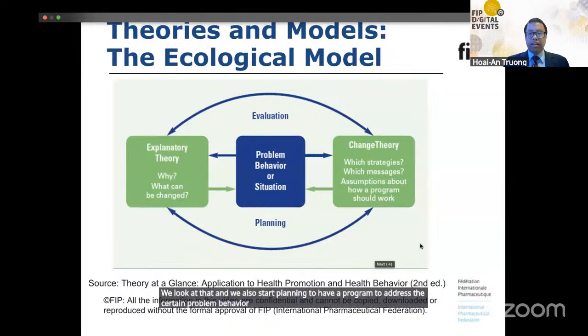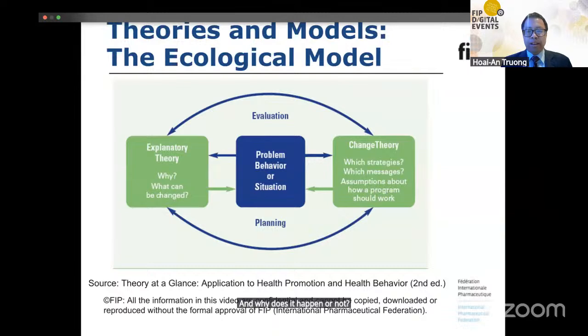So it's a circle. It's a loop. Why something happened, what can we do about it, and why does it happen or not? What can we do about it? If you're interested in this resource, we provide a source for you. But next slide, please.